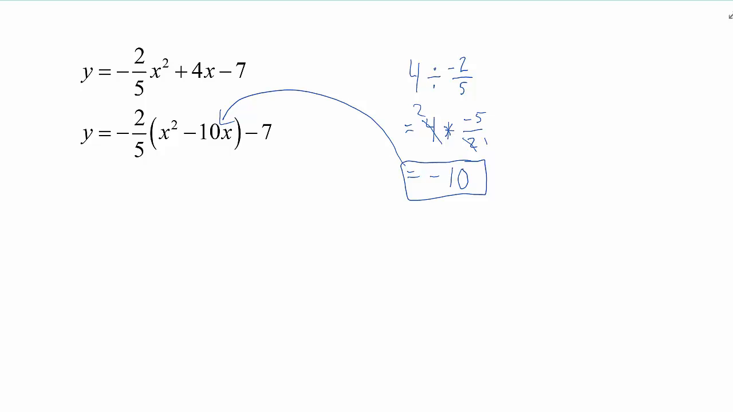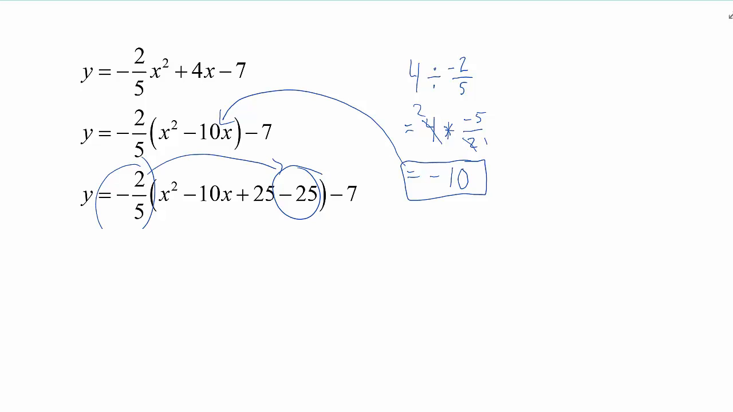Now we can go ahead and complete the square, taking half of the value of negative 10, that's negative 5, and negative 5 squared is 25, so I'm going to add and subtract values of 25 right in here. I want to take the negative 25 and get it out of this bracket, and the way that I get it out is to multiply it by negative 2/5, and again this will actually multiply quite nicely. Negative 2/5 times negative 25 works out to be positive 10.